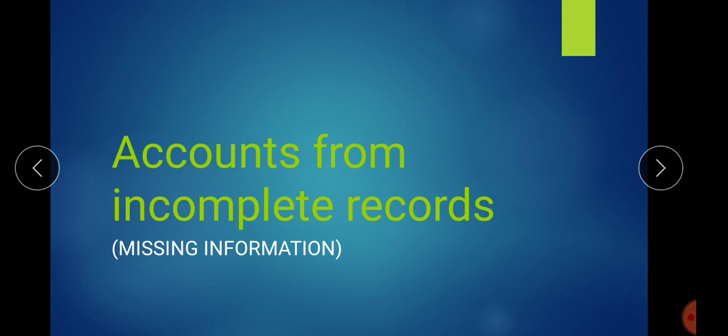What do you mean by incomplete record? When accounting records are not strictly maintained according to the double entry system, these records are called incomplete accounting records. Generally, the cash account and the person accounts of customers and creditors are maintained fully.